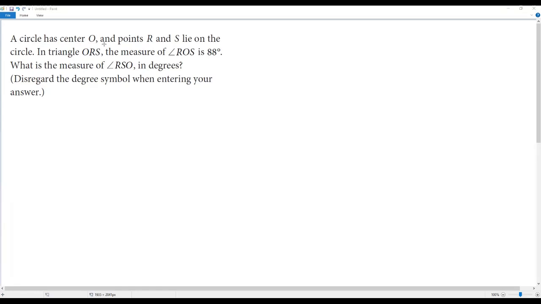A circle has center O and points R and S lie on the circle. In triangle ORS, the measure of angle ROS is 88 degrees. What is the measure of angle RSO in degrees?